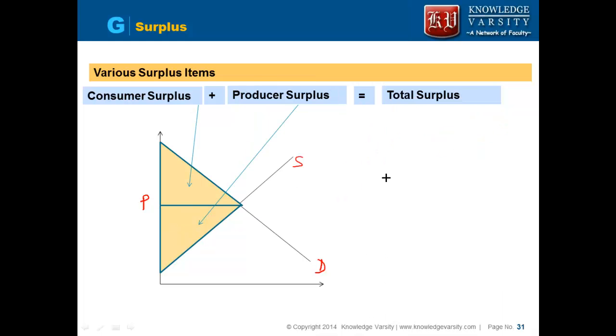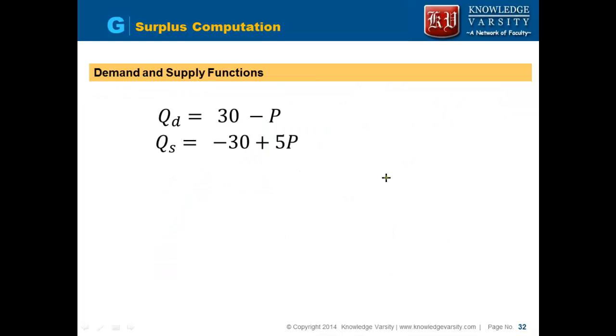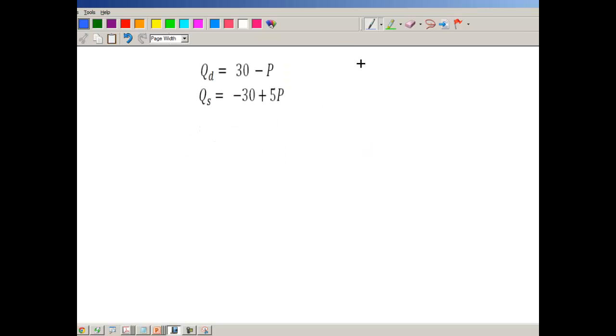Also note that we need to understand how we can utilize the demand and supply functions, and from them we should be able to compute the surplus. So we will solve a problem and compute the surplus. This is our demand function, and this is our supply function. We want to know what the consumer surplus and the producer surplus are. To compute them, we first need to compute the equilibrium. So how do we get the equilibrium?